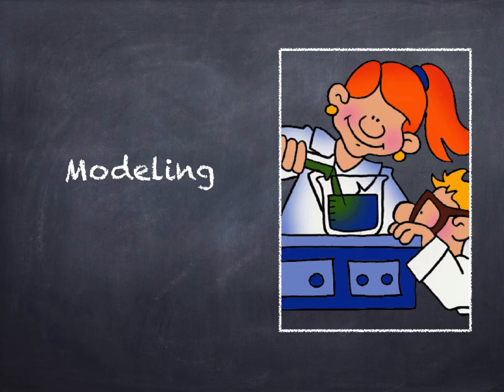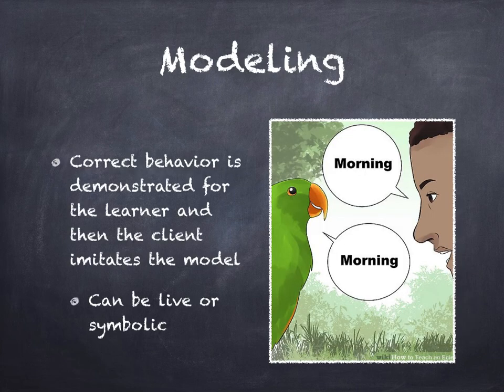The second step in behavior skills training is modeling. With modeling, the correct behavior is demonstrated, then the client, the child, the adult, imitates the model. For modeling to be effective, the child must have an imitative repertoire.